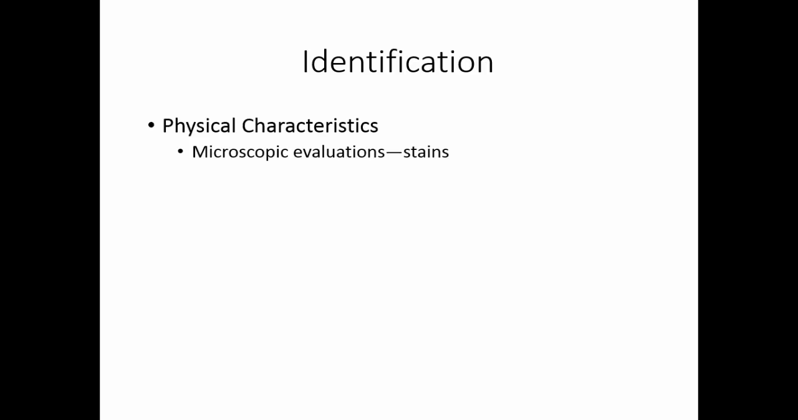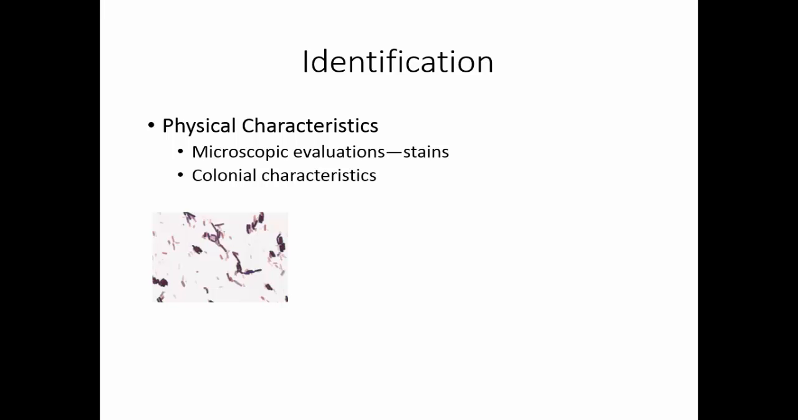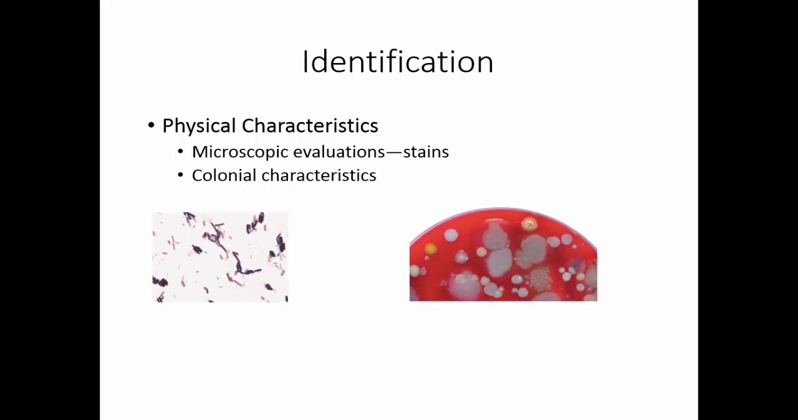Identification is the last step in processing our specimens. You start by looking at physical characteristics. Microscopic evaluations, the stains, will give you information about the shape of your cell and the composition of the cell wall. Your colonial characteristics will give you some idea about what you're dealing with. You can grow it on specialized media, you can look at the shape and the size of the colony. All of those can be features that help you identify your microorganism.